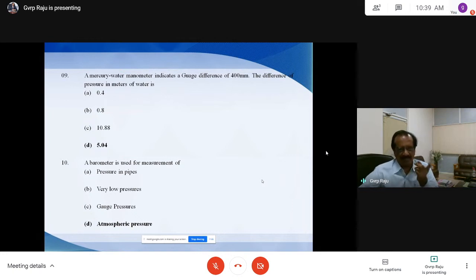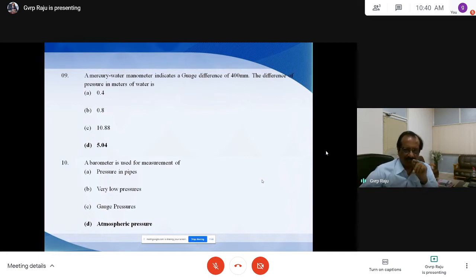S2 is the specific gravity of the manometer liquid, and S1 is that of the fluid, whether it is water or oil. You can take that right away. If it is water, you can also take H into S2 minus S1. But the more general equation is the gauge reference multiplied by S2 by S1 minus 1. So S2 is 13.6, S1 is 1, minus 1.